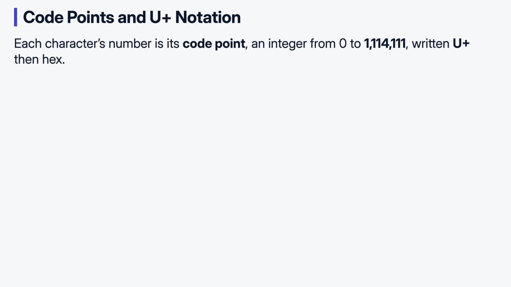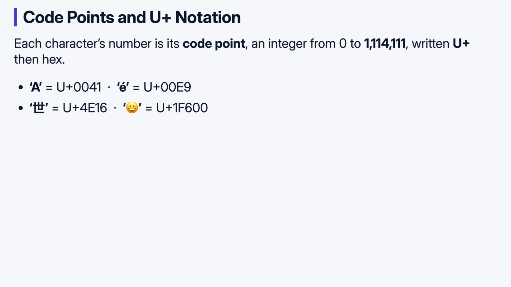The number Unicode assigns to a character is called its code point. Code points run from 0 up to just over 1 million, and we write them with a capital U, a plus sign, and the value in hexadecimal. The letter A is U+0041, the same 65 as in ASCII. The accented E is U+00E9.